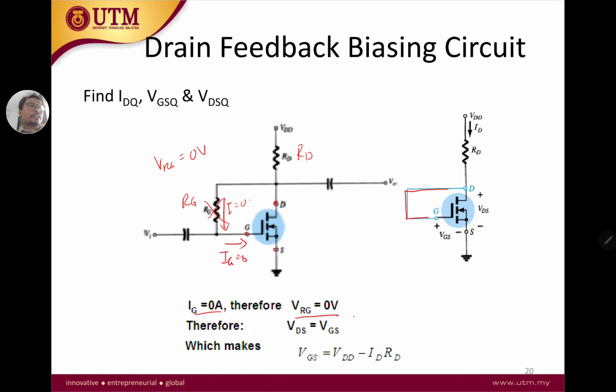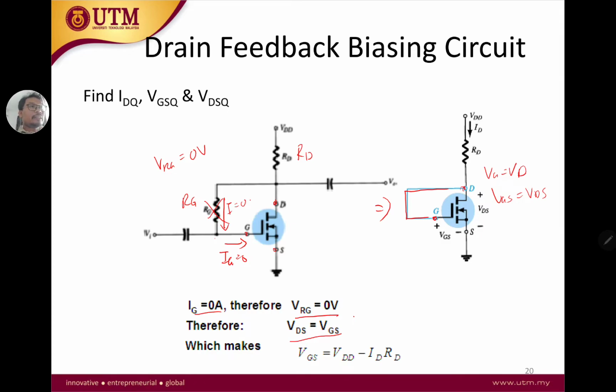Okay, so now we have a simplified circuit like this. So RD is still there, VDS, VGS, ID. So how to find your VDS and VGS? Okay, so we need to find, and what is your ID? So you can see here that VG is equal to VD. Therefore, VGS is equal to VDS. Okay, so VDS equals VGS.